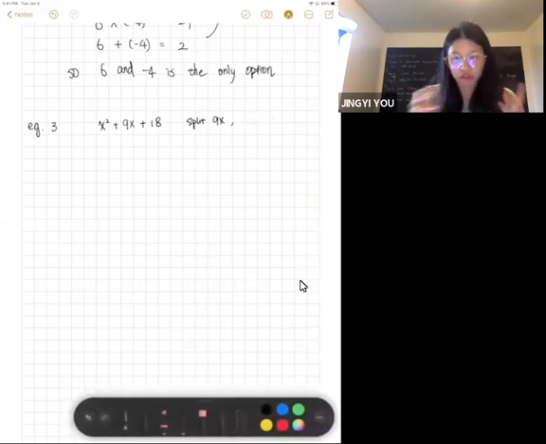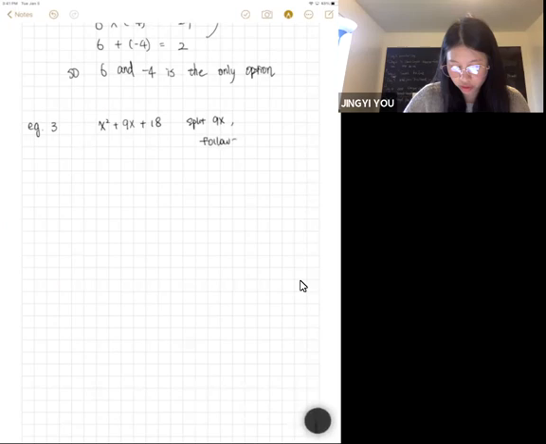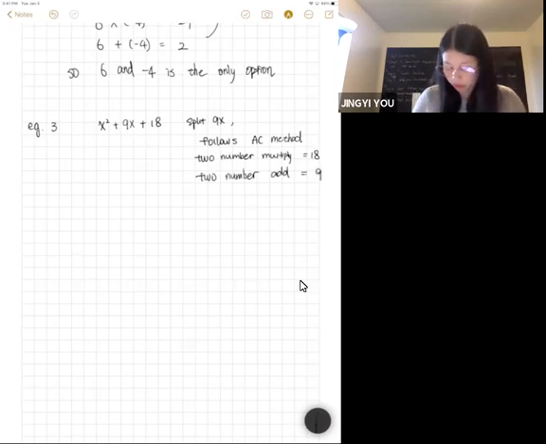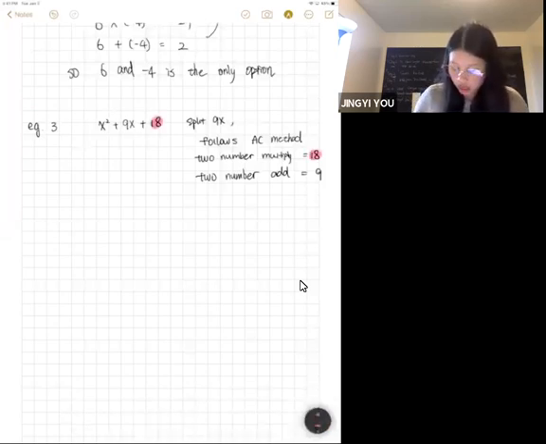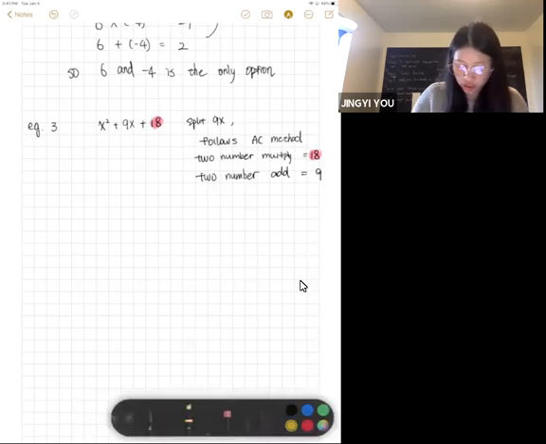So now we need two numbers. So we want to follow the AC method. Such as two numbers multiply to equal 18, and then two numbers added together equal 9. Because we want two numbers that multiply to equal C, and two numbers that add together to equal B, which is 9.